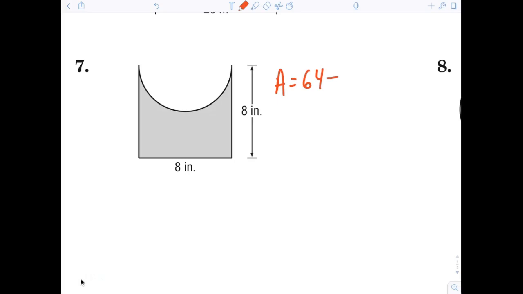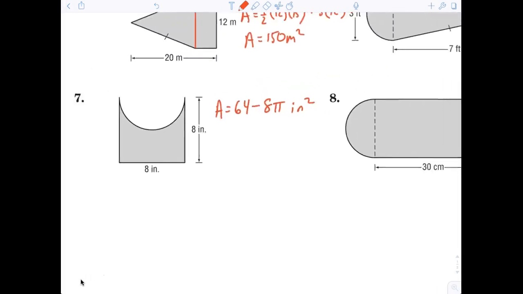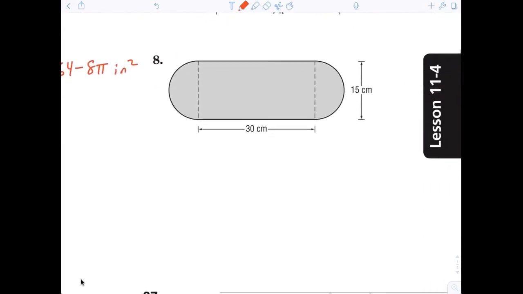Are you having trouble with 4 squared and taking half of it? 64 minus 8 pi. Is that right? Yes, double check me. The area of the square would be 64 minus half of the area of the circle. Everybody good on this? All right. Exact answers are good. Number 8, let's leave the exact answer for 8.